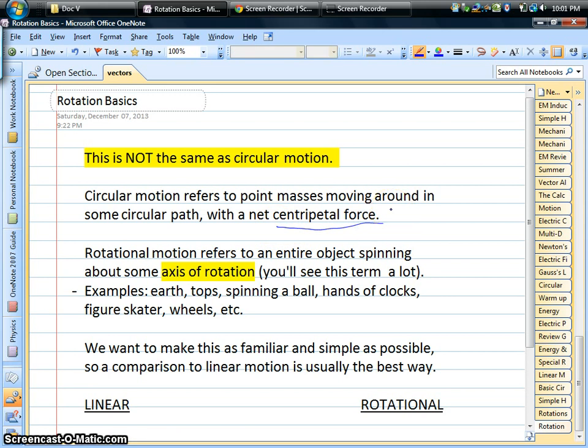Rotational motion is different because now we're talking about spinning objects, where all points of a real object are spinning around some common point, which we refer to as the axis of rotation. That could be the rotation of the Earth, tops and gyroscopes, dreidels, spinning a basketball on your finger, the hands of clocks going around, figure skaters who spin, wheels are kind of the poster child for this, and so on.